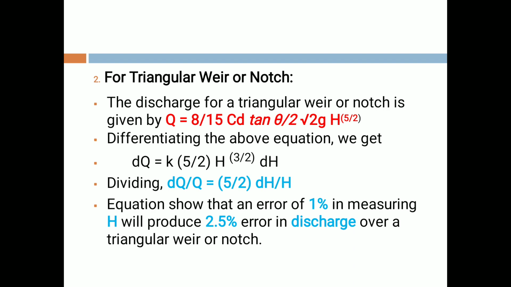The second case is the error in the measurement of head for the triangular weir or notch. The discharge over the triangular weir or notch is given by the equation Q is equal to 8/15 CD tan theta by 2 under root 2g into H to the power 5/2. The same parameters are used here, that is K is equal to 8/15 CD tan theta by 2 into under root 2g. After putting this parameter in the main equation, we get dQ is equal to K into 5/2 H to the power 3/2 into dH. Dividing and simplifying, dQ by Q is equal to 5/2 into dH by H.